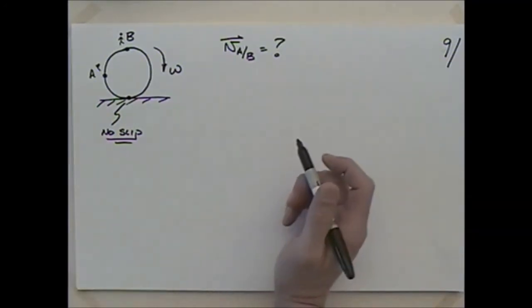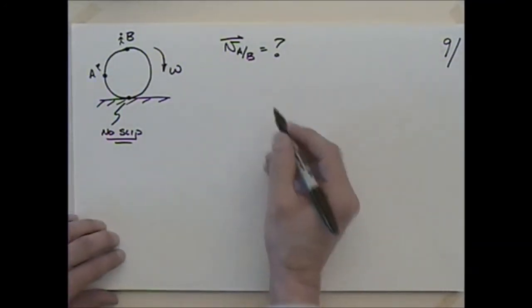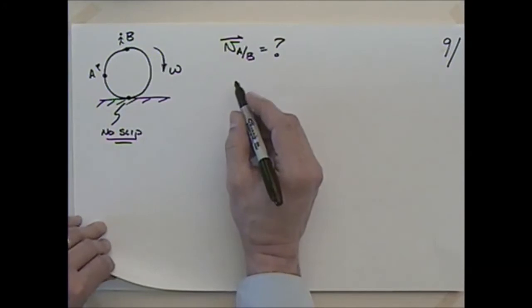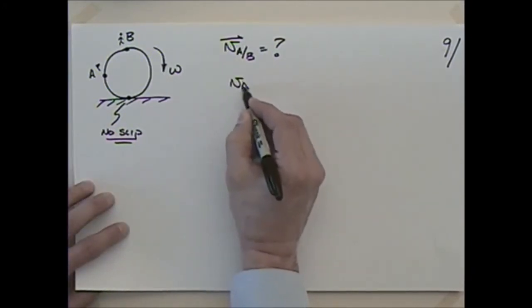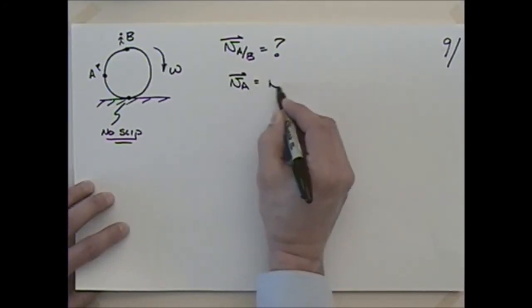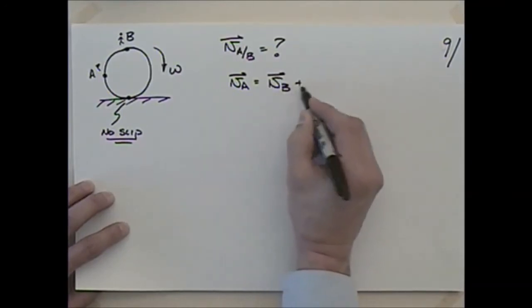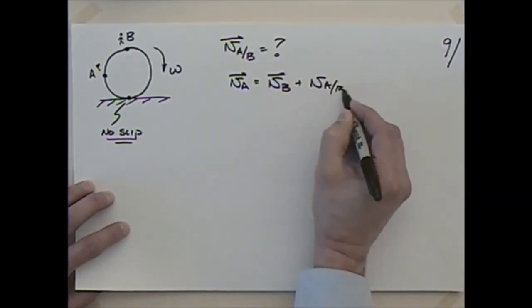Well, one way to think about this is to go back to our vector equation and say that the velocity of A is equal to the velocity of B plus the velocity of A with respect to B.